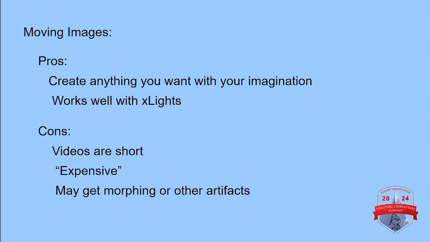With moving image, the pros, you can create anything you want with your imagination. It works well with xLights because you are creating MP3 files, you're creating JPEG files and MP4 files. And if you've had any experience with xLights, you know you just import them and drop them in and mess with them a little bit. Some of the cons with moving images, videos are short. If you can loop them and it makes sense to loop them, yes, do that.